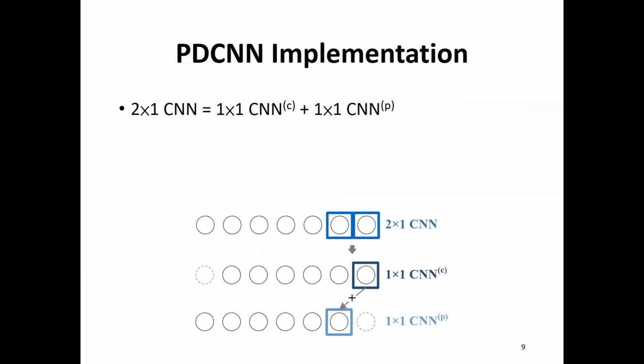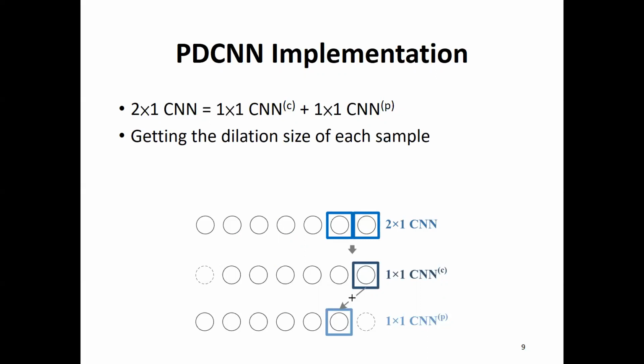For the implementation of PDCNN, since directly modifying the CNN module to dynamically change the direction size is difficult and not hardware friendly, we dynamically index the input feature map, which is equivalent to changing the direction size. Specifically, the result of a 2x1 CNN is equivalent to the summation of the results of two 1x1 CNNs, namely the CNN-C for the current sample and the CNN-P for the past sample.